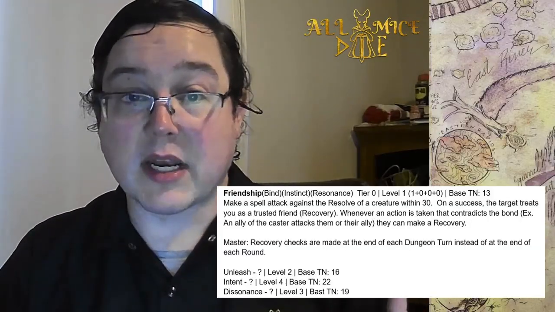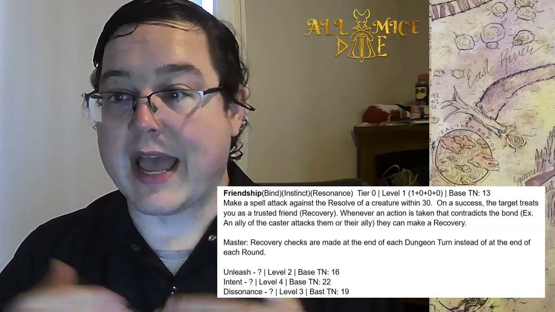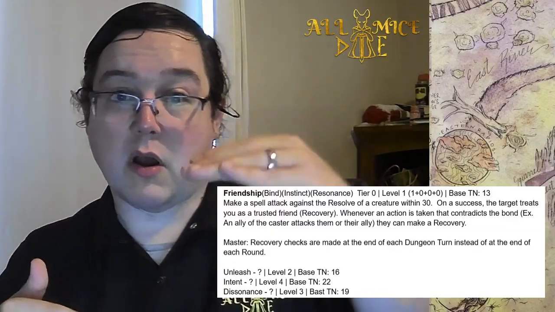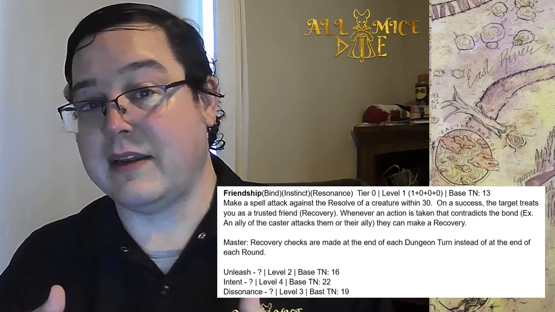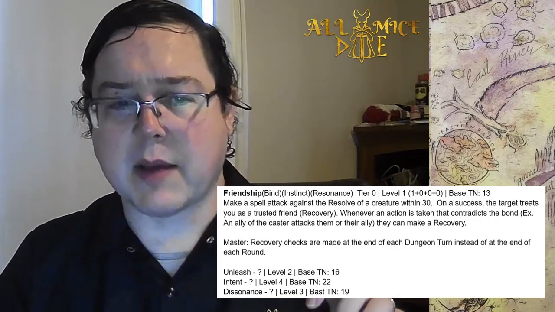The base target number for this spell is, as any spell, going to be 13 if you're casting something your own level, and if you are over leveled, it can go down to base 10. If something's above you, you just add 3 to the cost, which you'll see in this little thing down below.